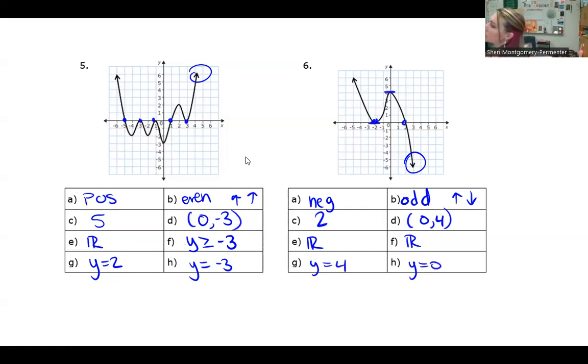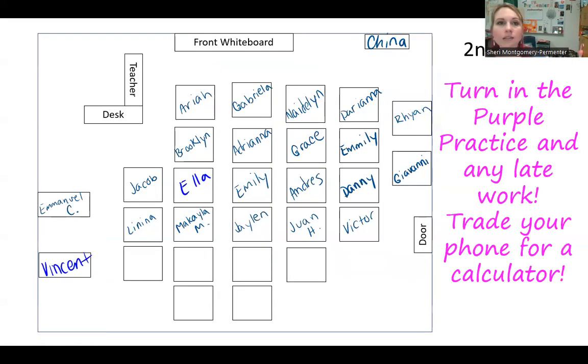That is it, friends. So you're going to pack that away with all your other stuff. And we're actually going to rearrange the desks to get ready for our quiz. You're going to help me. It's going to look like this, and this is where you will go.